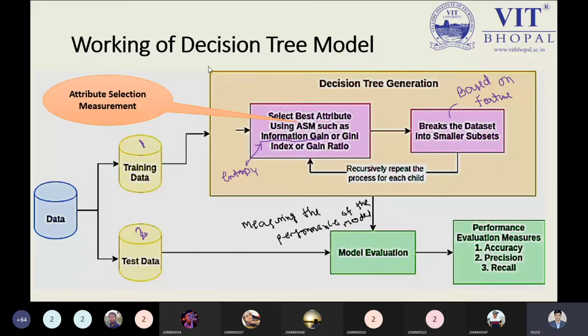We have to do this. After that, the model is generated. Now we have selected all the features, and our data is classified properly. So now it is time to evaluate our model. We need to check the performance of the model. What is the accuracy of the model? What is the precision? What is the recall?